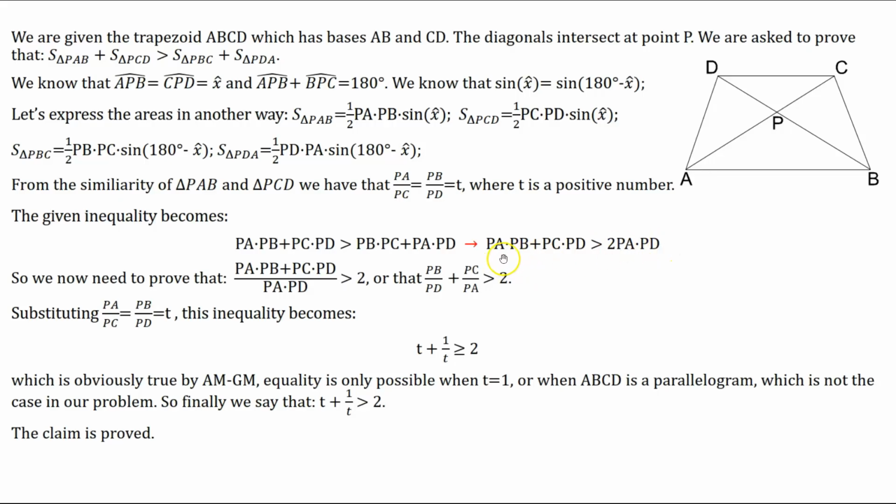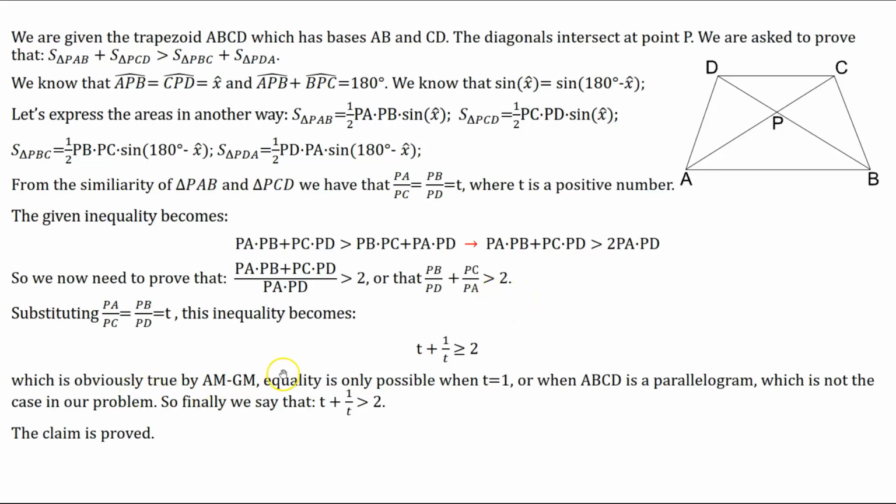So we want to prove this inequality, which is equivalent to the inequality of the problem. Let's divide both sides by PA times PD, which are two positive numbers, so we can do this division. We have that PA times PB plus PC times PD, divided by PA times PD, should be greater than 2. Or, by simplifying, we should prove that PB divided by PD plus PC divided by PA is greater than 2. Now, as we said, these ratios are equal to a real positive number T because of the similarity of these triangles. So this inequality will become T plus 1 divided by T should be greater than 2, the inequality we want to prove.